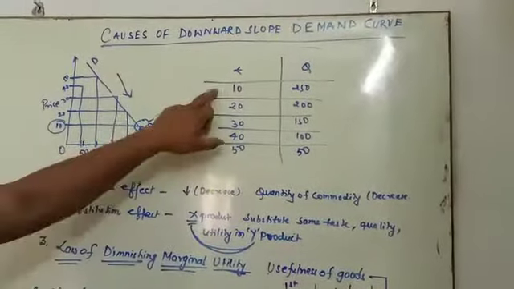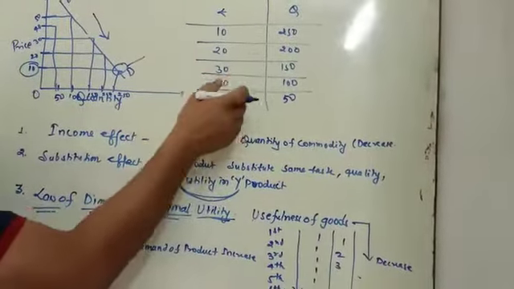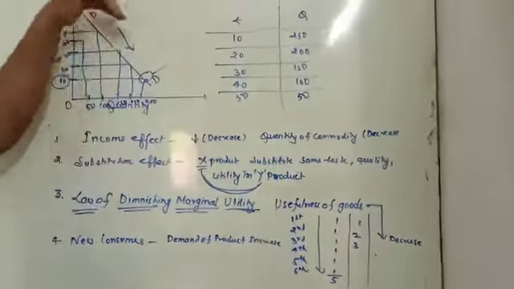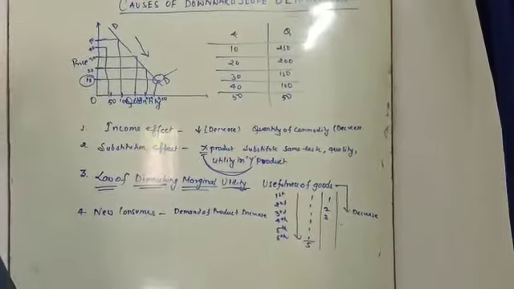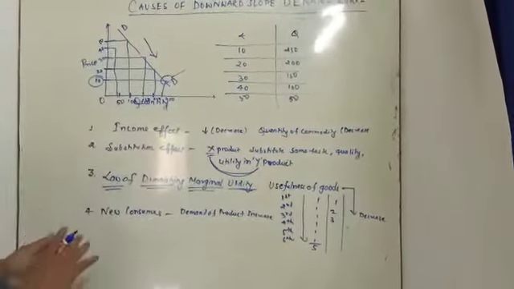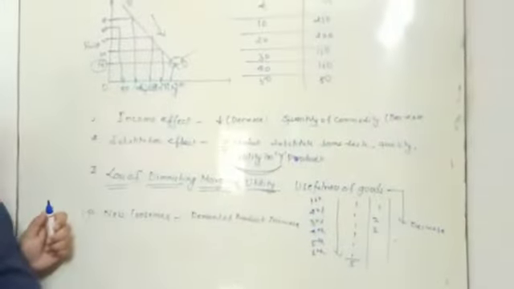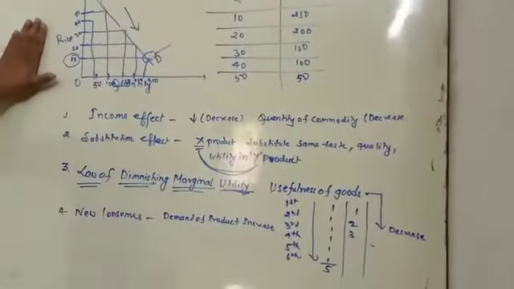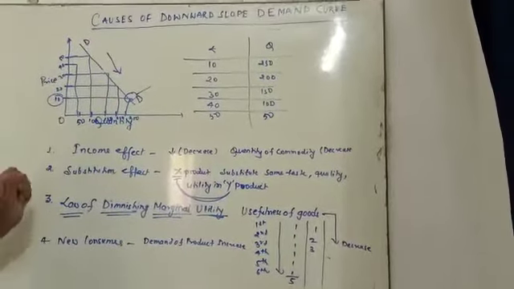You already know. The price increases from 10 to 20, 30, 40. The quantity decreases. If the quantity decreases, your slope will always look like this. But the question is why the demand slopes downward. Income effect: as you know, if the income decreases, quantity decreases. If the income increases, quantity increases. So these are the four reasons, my dear students. For the exam you have to learn because it is important. Okay, thank you.